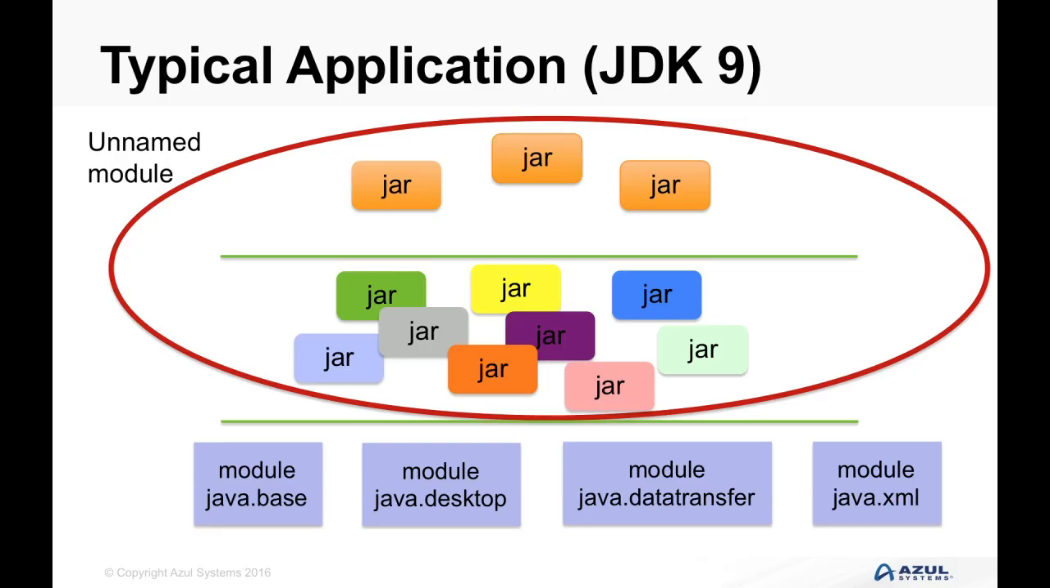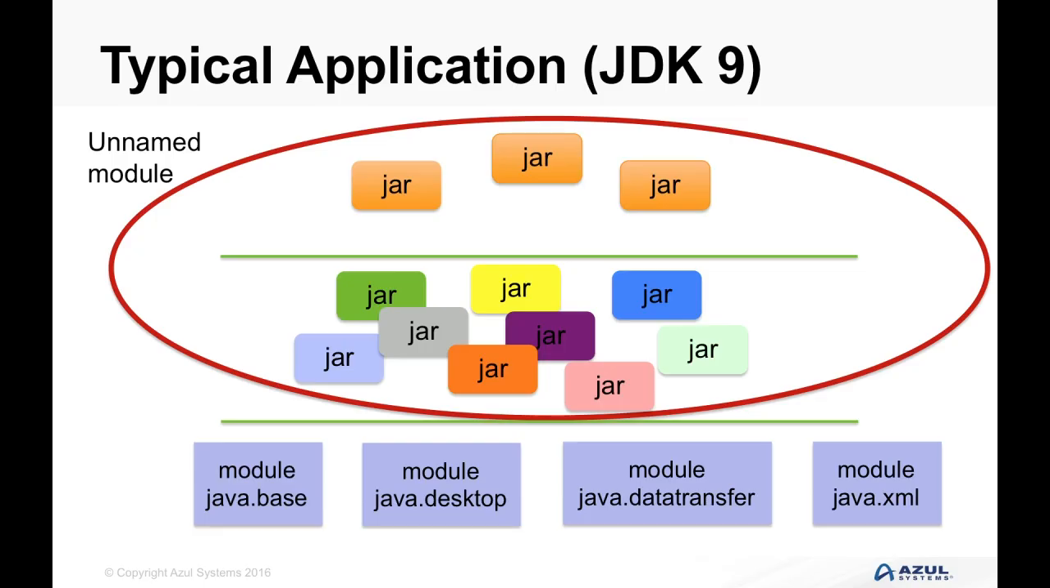They will have dependency on all the modules in the JDK. They will have dependency on each other. So you can take an application, make no changes at all, and it will run on top of JDK 9. So you don't have to worry about modularizing anything until you actually want to.